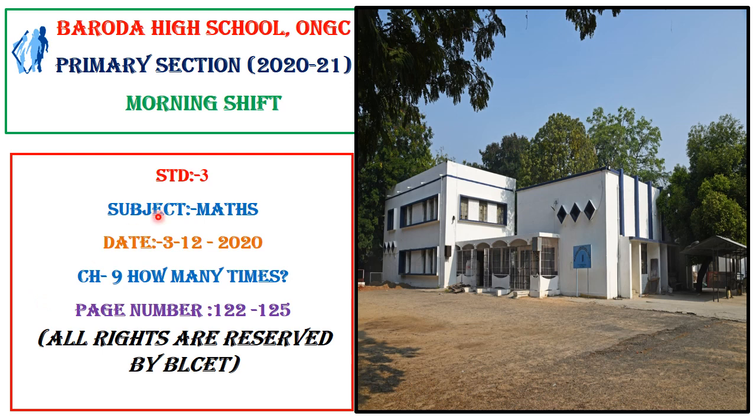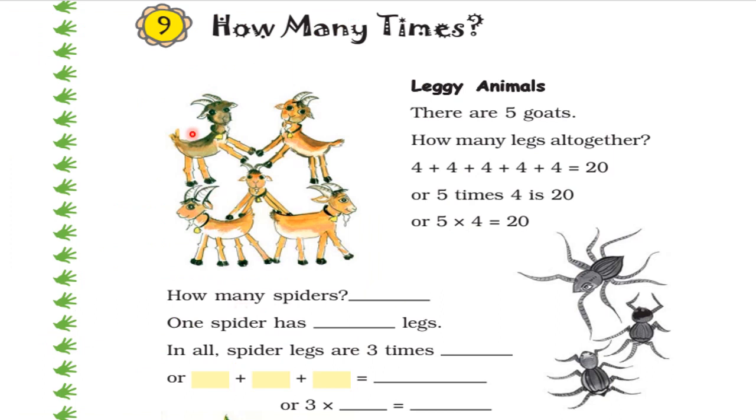Dear children, today I am going to explain chapter number 9, How Many Times, page number 122 to 125. So open your maths textbook, page number 122, and let's start. Chapter 9, How Many Times? Leggy animals. The animals which are having legs.